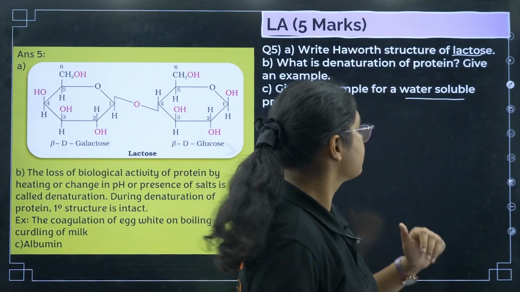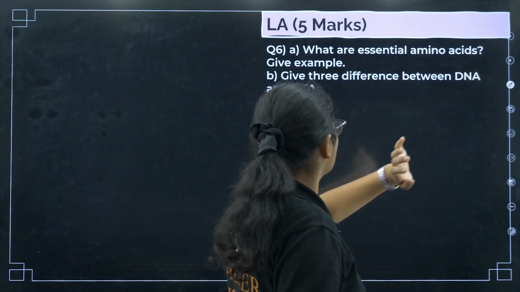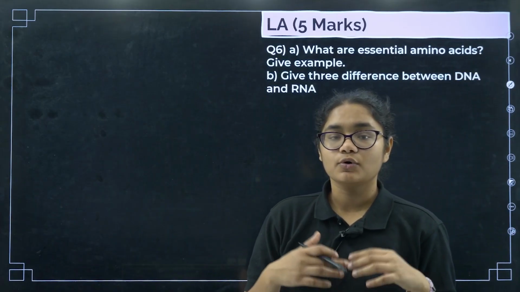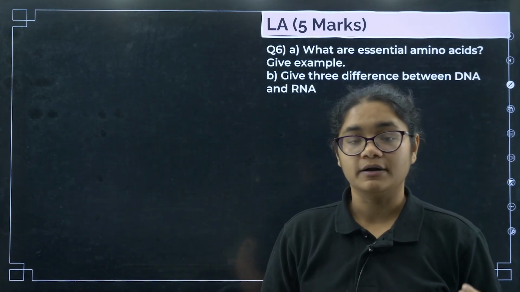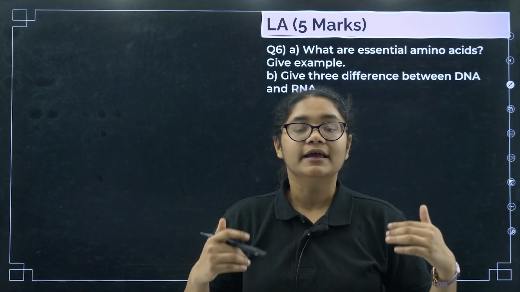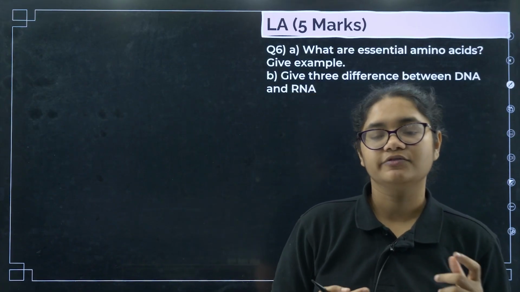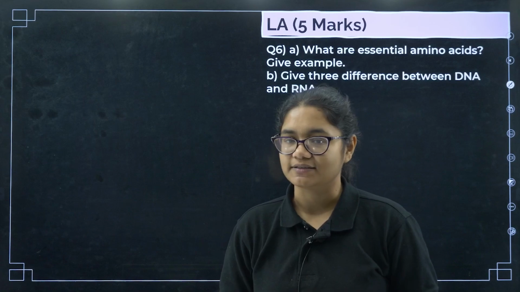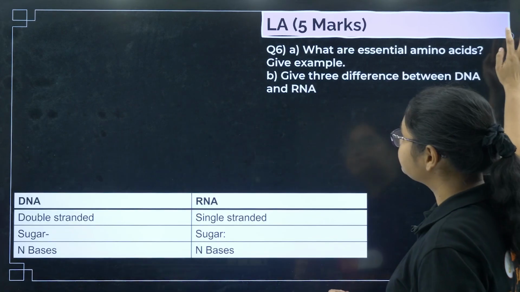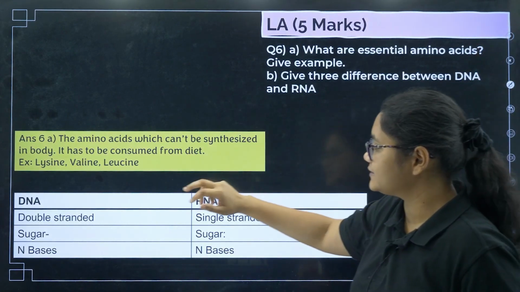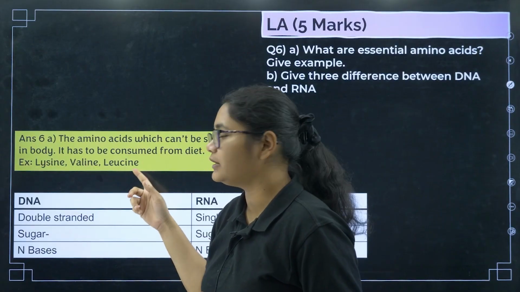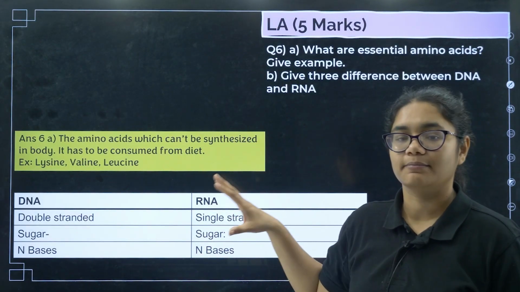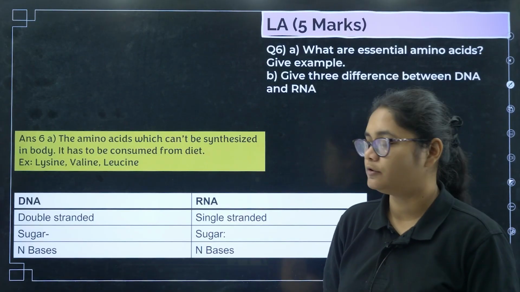Next we have what are essential amino acids and differences between RNA and DNA. Those amino acids which cannot be produced in the human body and have to be taken from the diet are called essential amino acids. So you have to write that. Any example you can write down: lysine, valine, leucine. There are 9 essential amino acids, so please remember all of them. It will be very useful.